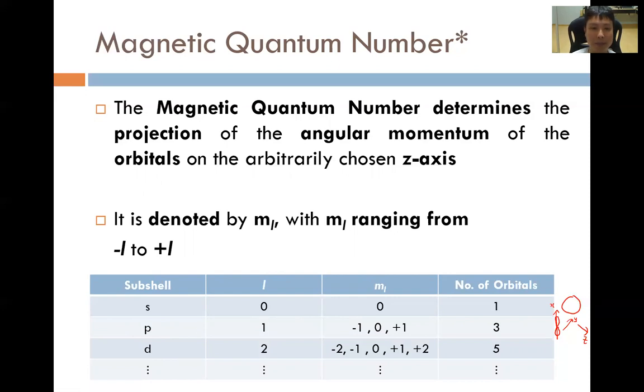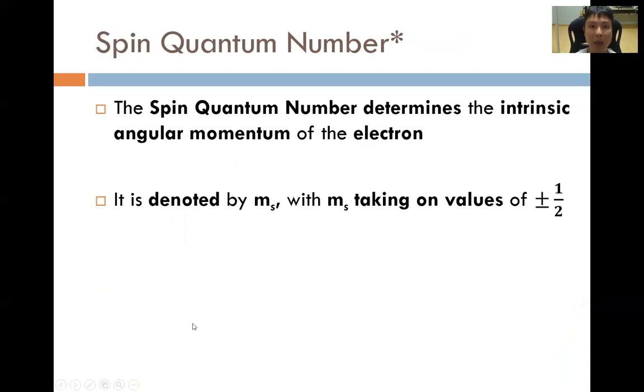The spin quantum number, on the other hand, tells us the intrinsic angular momentum of the electron. So let me briefly talk about the history of this.